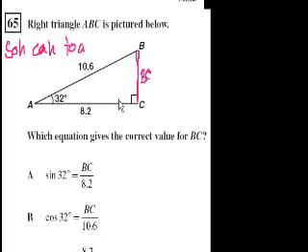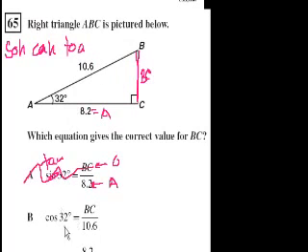10.6 is the hypotenuse. So 8.2 is the adjacent. So this is wrong. This is the opposite, and that's the adjacent, so this should be a tangent. Tangent of 32 is equal to BC over 8.2. So that's not right. Choice B, cosine of 32. Cosine is adjacent over hypotenuse. So cosine of 32 should be adjacent, 8.2, over 10.6. So this should be an 8.2 here. So this isn't right.